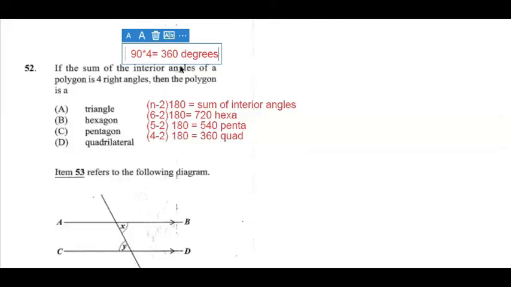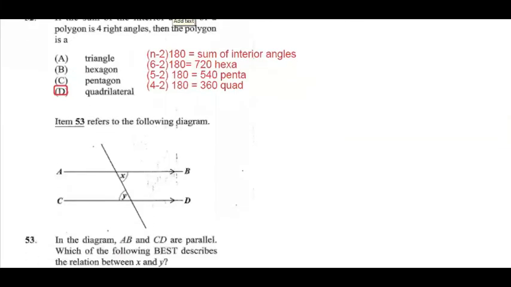And what we're looking for is the 360 degrees, and the only answer that corresponds with that is quadrilateral, and therefore answer 52 is D. So just remember that little formula, n minus 2 multiplied by 180, and that is the sum of interior angles. And we are moving along.